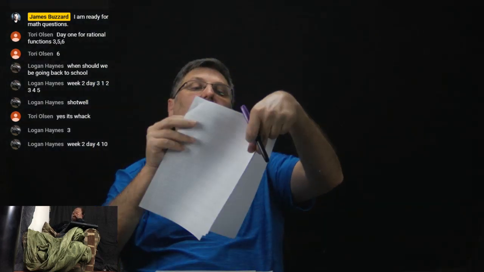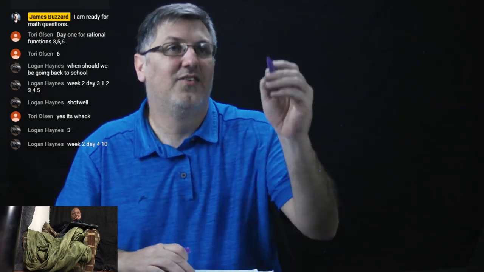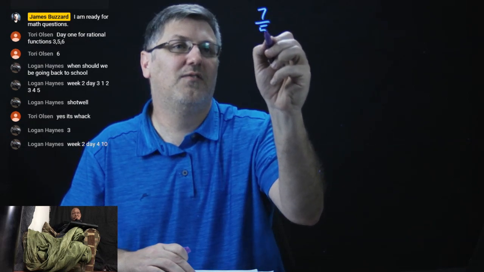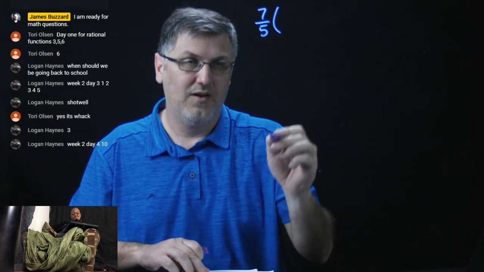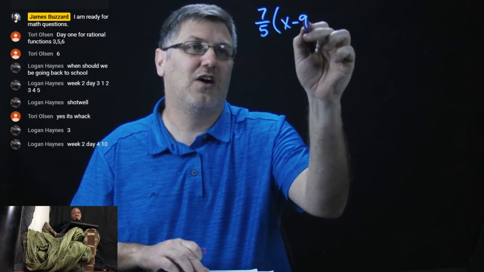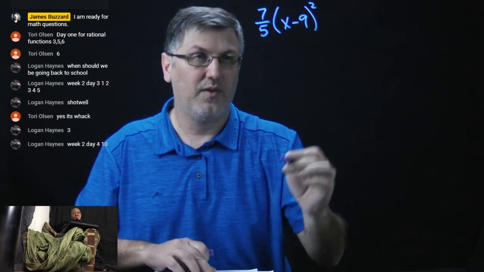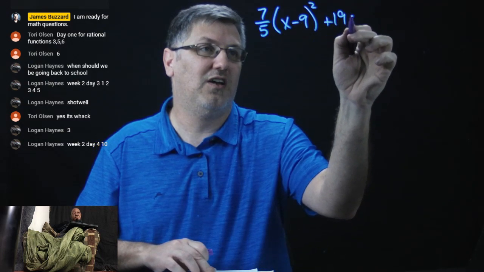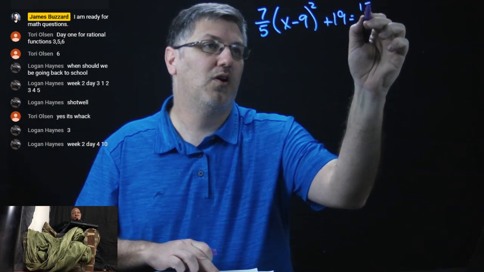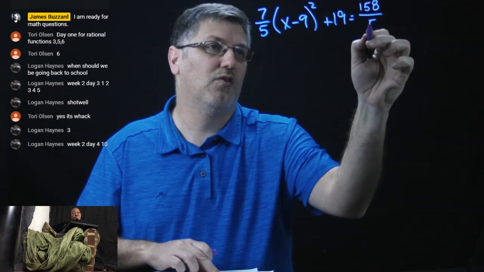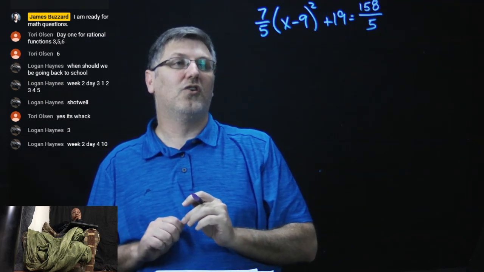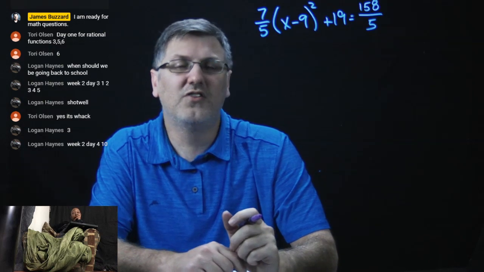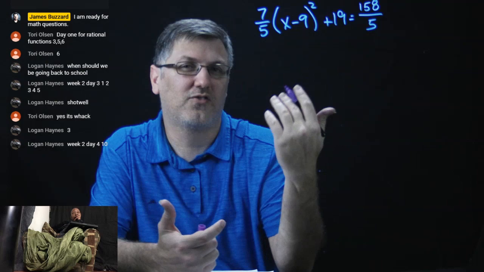Week 2, day 4, number 10. Oh, yay. Some algebra. So we have 7/5 times x minus 9 quantity squared plus 19 equals 158 over 5. All right. So this seems easy enough. All I do is solve for x.